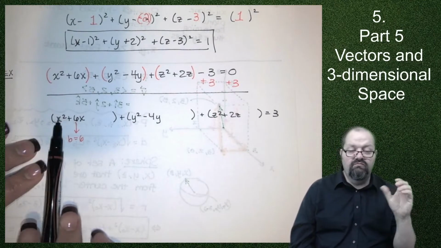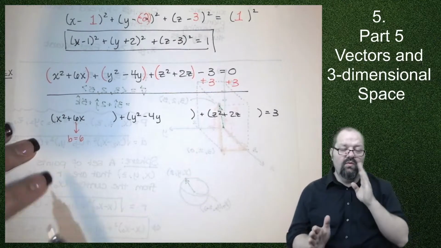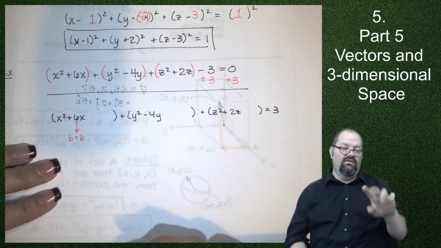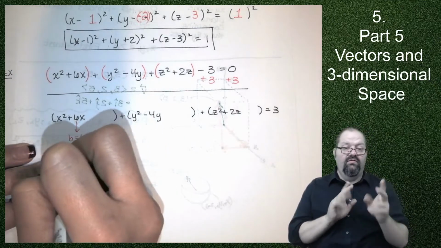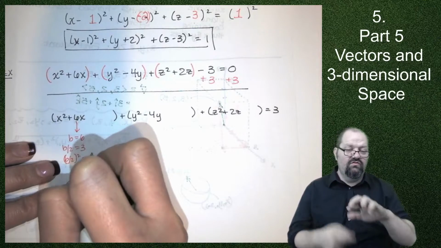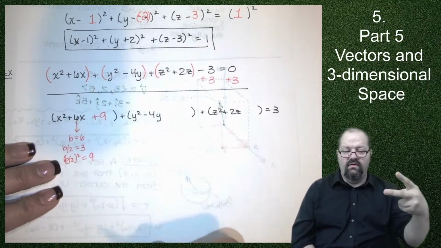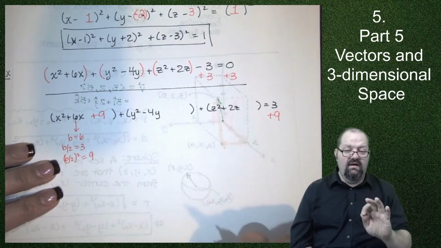But if there were constants here, constants in front of those squared variables, you'd have to factor first before you do this. This is an example where I don't have to. So I find out what b is, take half of that, square it. 3 squared is 9. I'm going to add that to this side to complete the square. That's legal as long as I do the same thing on the other side.